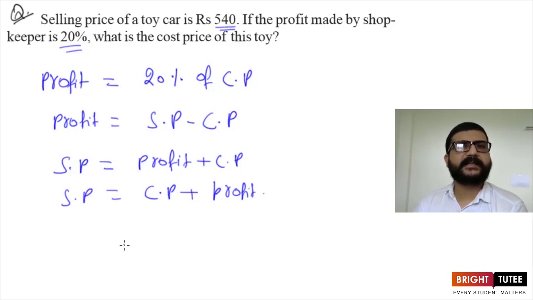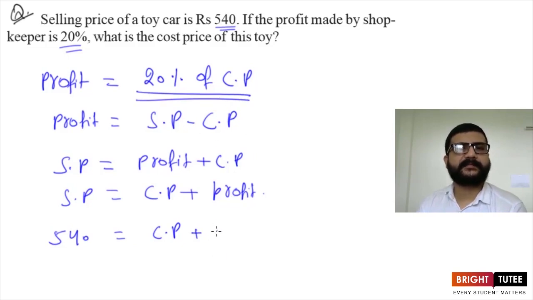Now what is the selling price here in this case? It is rupees 540. So it will be 540 is equal to CP plus 20% of CP, because profit is 20% of CP as we have seen here. So this will be CP plus 20% of CP, means 20 upon 100 into CP. So now from here can we find the value of CP? Yes, we can do that. So first of all, let's simplify this. So this becomes 2 upon 10. Now we are having 540 is equal to CP plus 2 upon 10 into CP, or 2 CP upon 10.